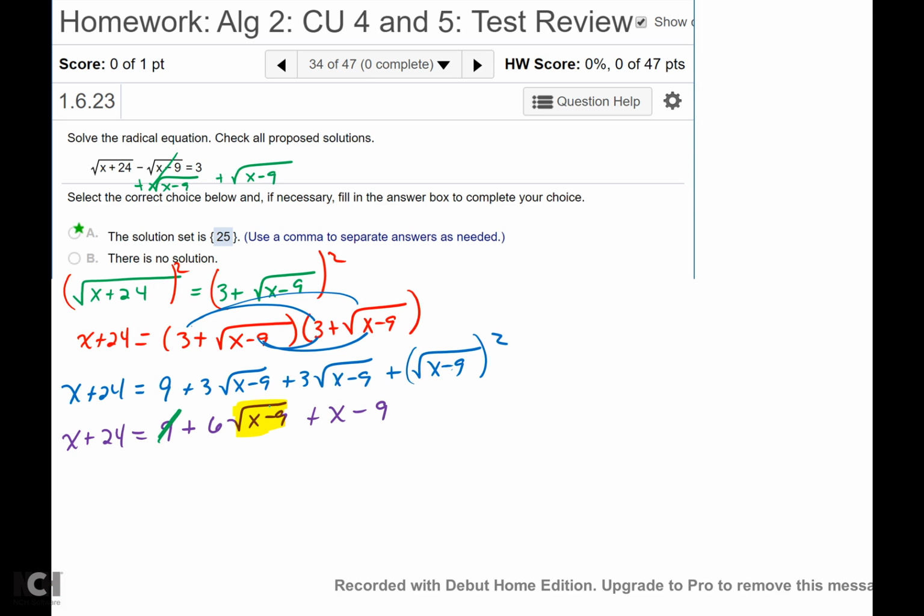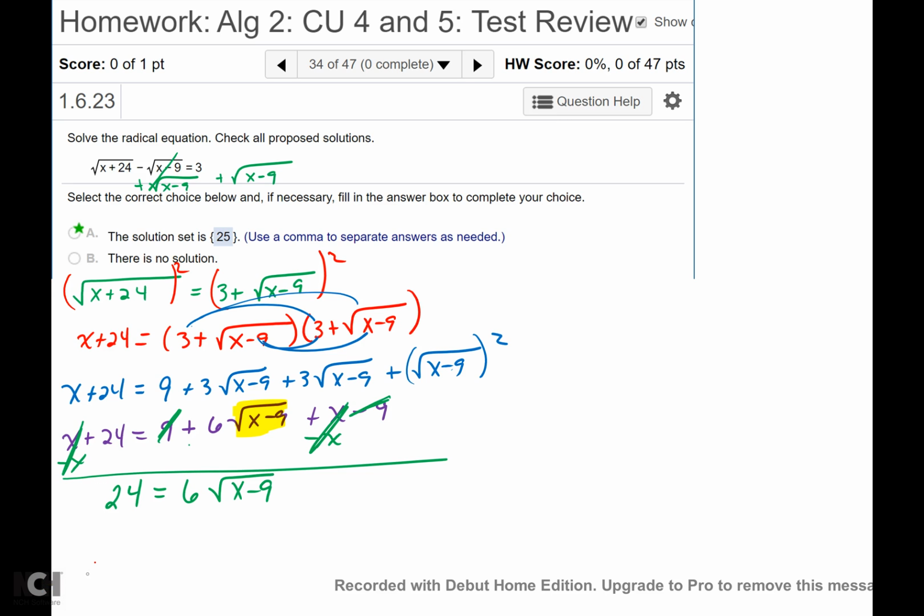Well, 9 minus 9 cancels each other out. So I need to move these two to the other side. So I'm going to minus x. Gets rid of that. Hey, Merry Christmas to me. So now I have 24 equals 6 square roots of x minus 9.